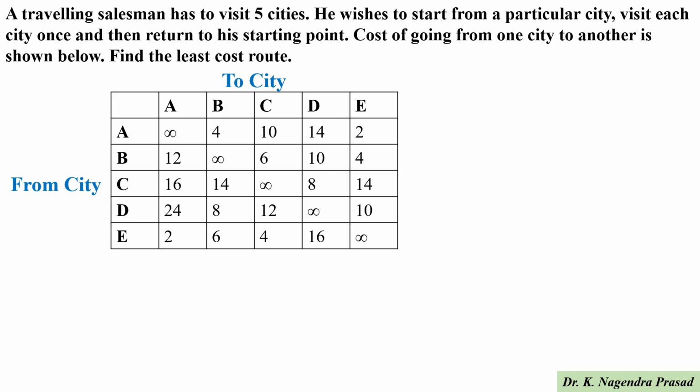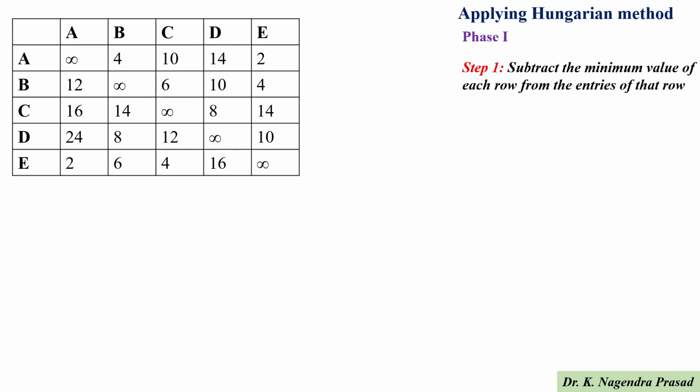This traveling salesman problem can be solved by applying the Hungarian method. We apply the Hungarian method in two phases. The first phase has two steps. The first step is to subtract the minimum value of each row from the entries of that row. So first we have to determine the minimum value from each row.